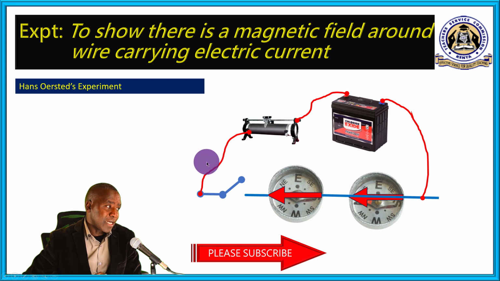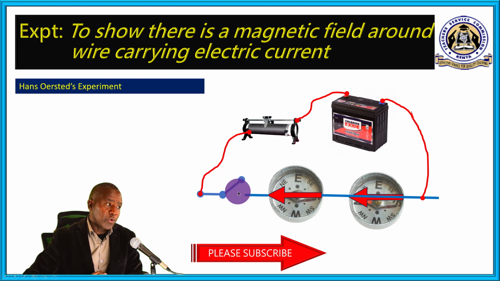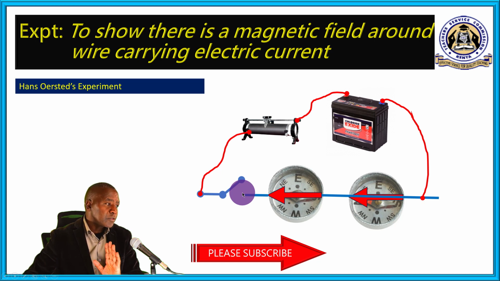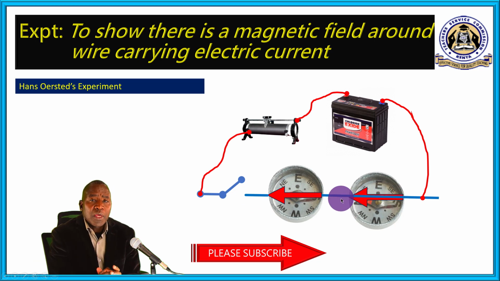We can have an ammeter here which will help us to measure the amount of current which is flowing through this wire. This experiment was done by somebody referred to as Hans Oersted a long time ago. He was the first person who showed that there is a magnetic field around a conductor which is carrying current. Now, how do we detect a magnetic field?